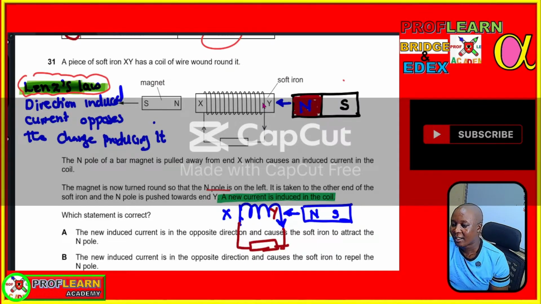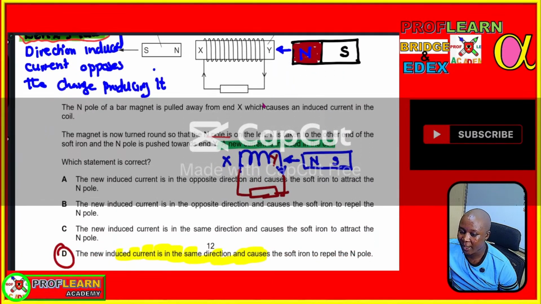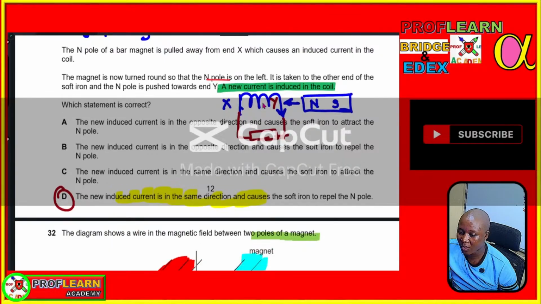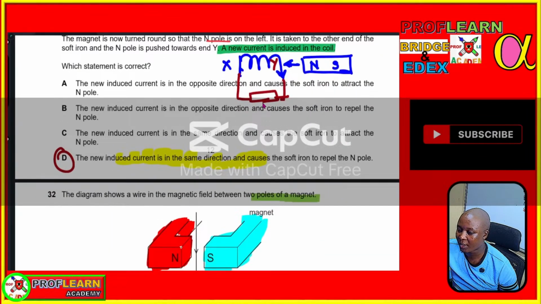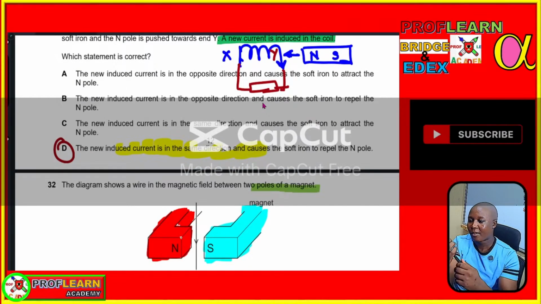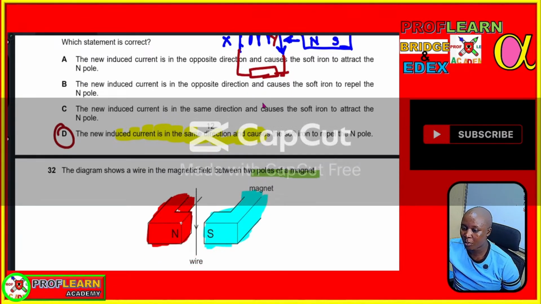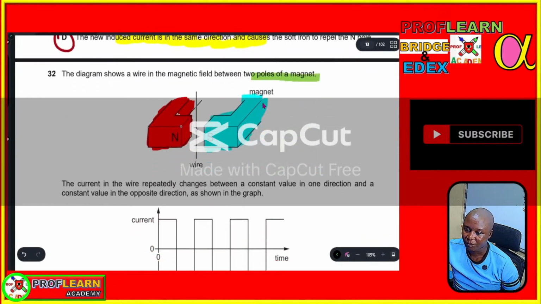Then we can deduce that the current is going to flow in the same direction and cause the ion to repel. So the induced current is going to be in the same direction, causing the soft iron to repel the north pole. Since the thumb is going to be, the north pole is going to be here, it means this north pole of the induced current is going to repel the north pole of the permanent magnet.